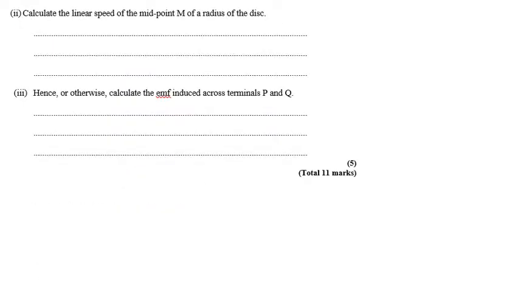The midpoint of the radius of the disc is at a distance of 32 millimeters because the radius of the disc is 64 millimeters. So we're going to use the formula for linear speed v equals omega r. Omega, which is calculated as 100.5, and the radius is at the point at the midpoint, which is 32 millimeters. So the midpoint of the disc is moving at 3.22 meters per second.